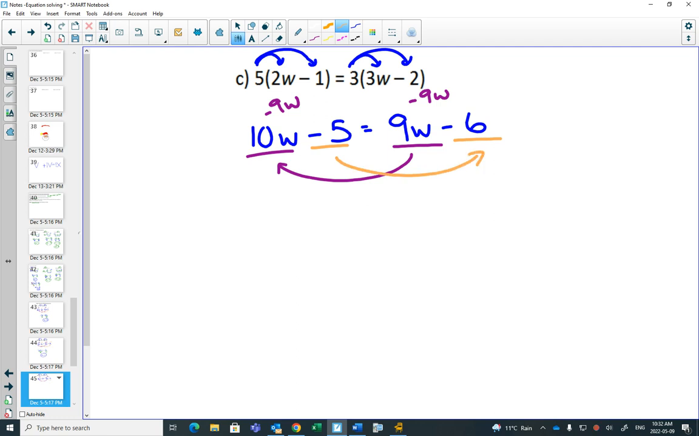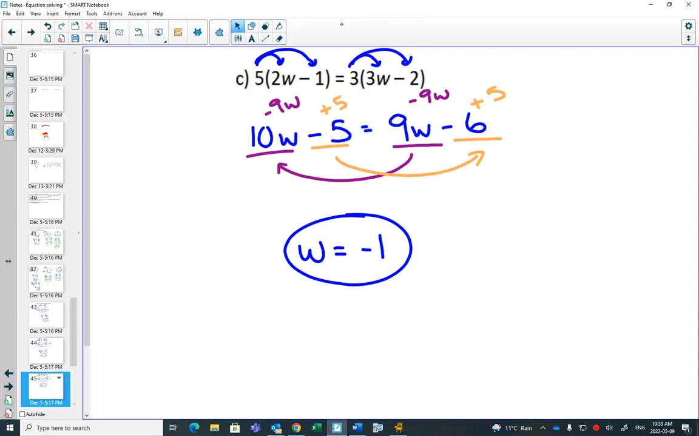And in this case, since I move my variables to the left side, I'm going to move my numbers to the right side. I have to add 5 and add 5. Really nice in this one is 10w minus 9w is just w. And so all of a sudden we're done the whole thing, just like that. So there are 3 for you to try. See how you did on the 3.